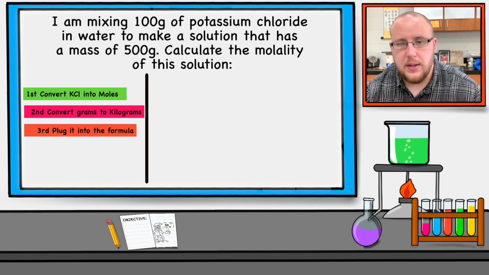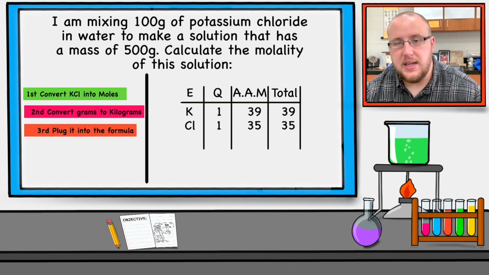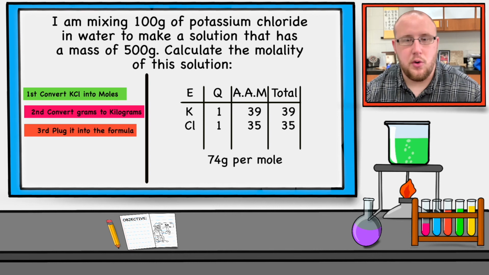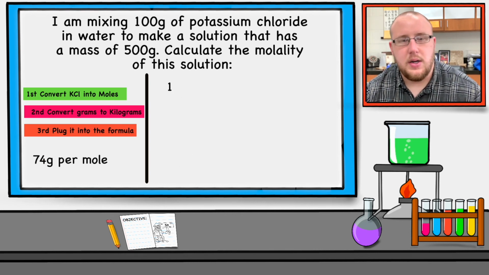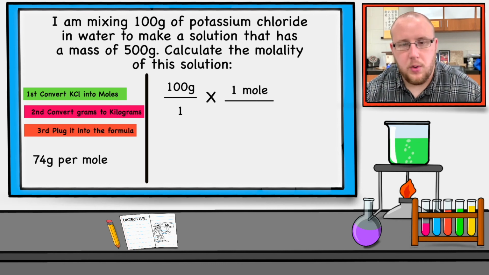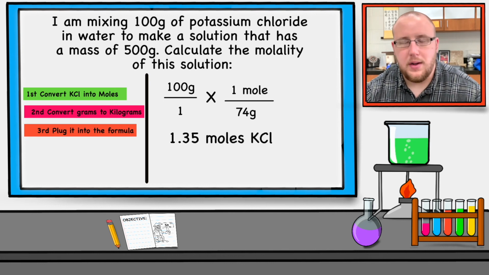To convert our grams of potassium chloride to moles, we're going to use the formula mass of potassium chloride, which is 74 grams per 1 mole. Now we take our 100 grams and put it over 1, then multiply it by 1 mole over 74 grams. This gives us 1.35 moles of potassium chloride.